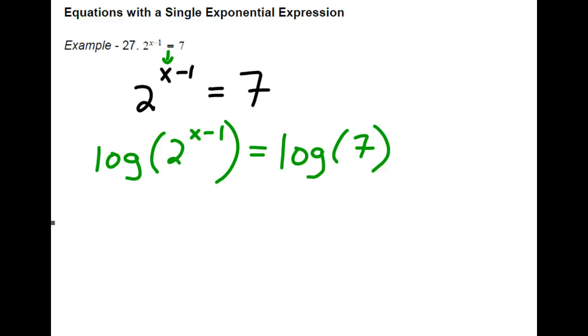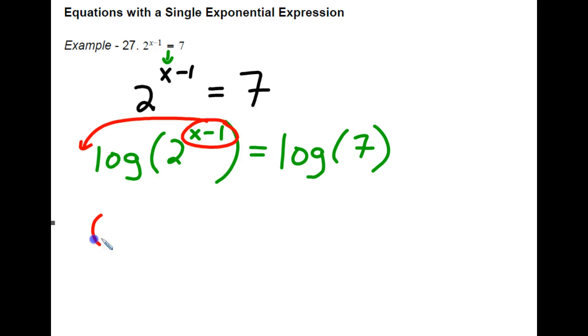So what does this allow me to do? The logarithm has another rule that we haven't used yet today, on this video anyways, which allows me to take any exponent that's inside the logarithm and multiply it down in front of the logarithm. It's called the power rule for logarithms. Right, so I can take the x minus 1 because everything in here is being raised to that power, and I can multiply it down in front of the logarithm.